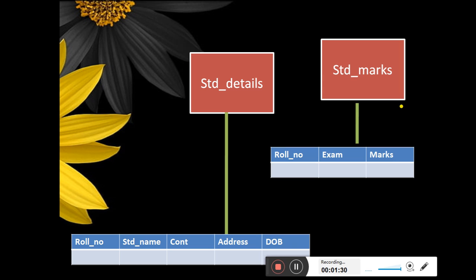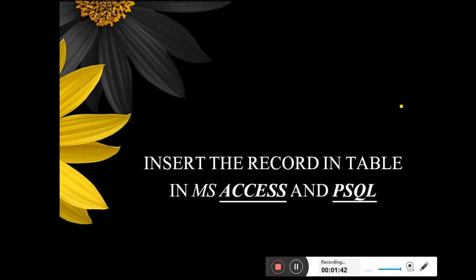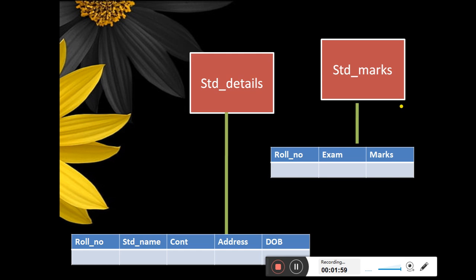Now I told you in the last lecture that we have already created these things in MS Access and Psql both. We have seen the steps to create this. Now today we are going to see how to insert records in a table in both applications, in Microsoft Access as well as in Psql. So today's topic is insertion of records in a table in both applications.